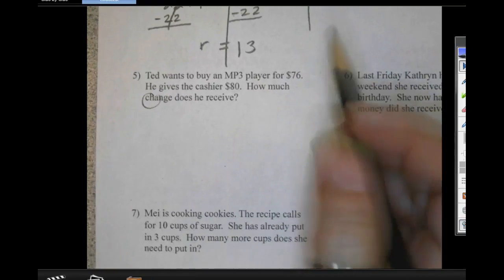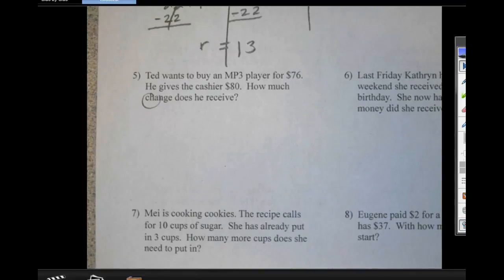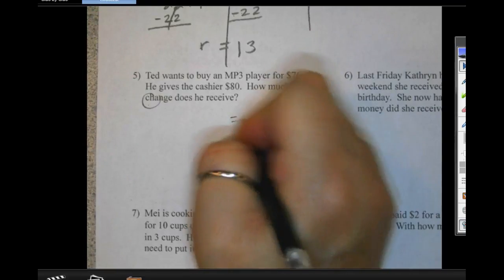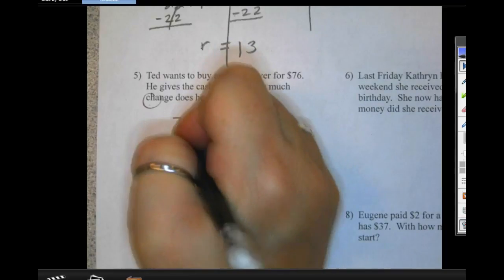Okay, so how would I write up this equation? Who wants to try it? Laura? I need to have a variable in there. C. I want to know how much change he received. I want to solve for C. Okay, so C minus 76 equals 80. You're close. I'm going to write equals 80. And I'm going to have 76.